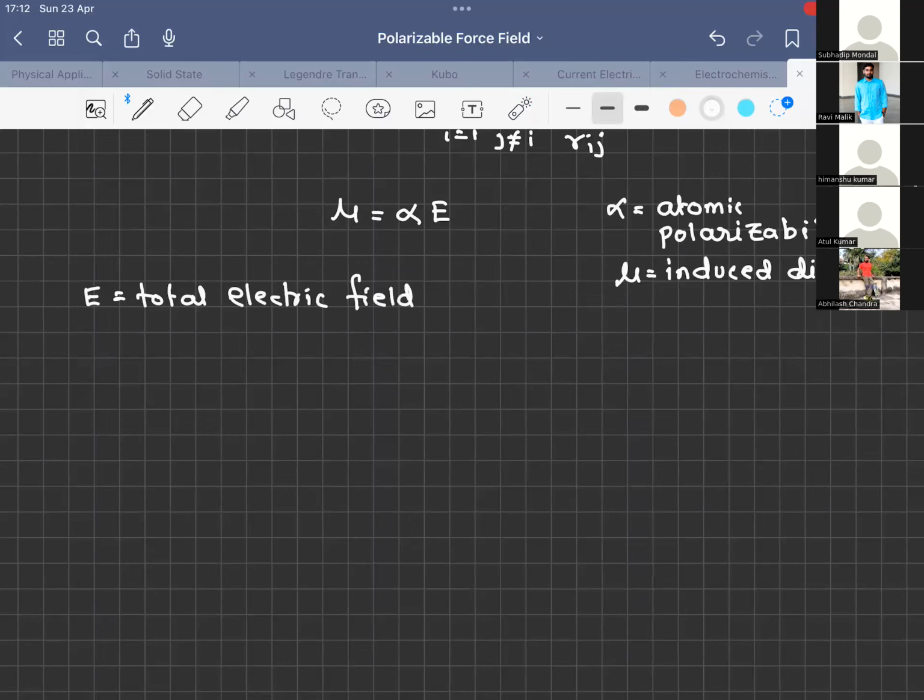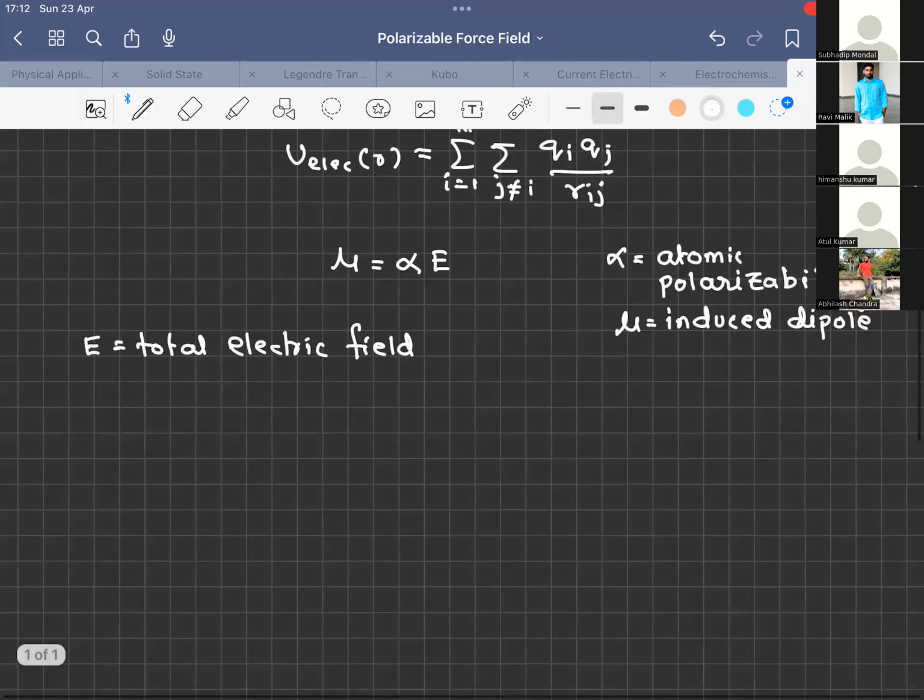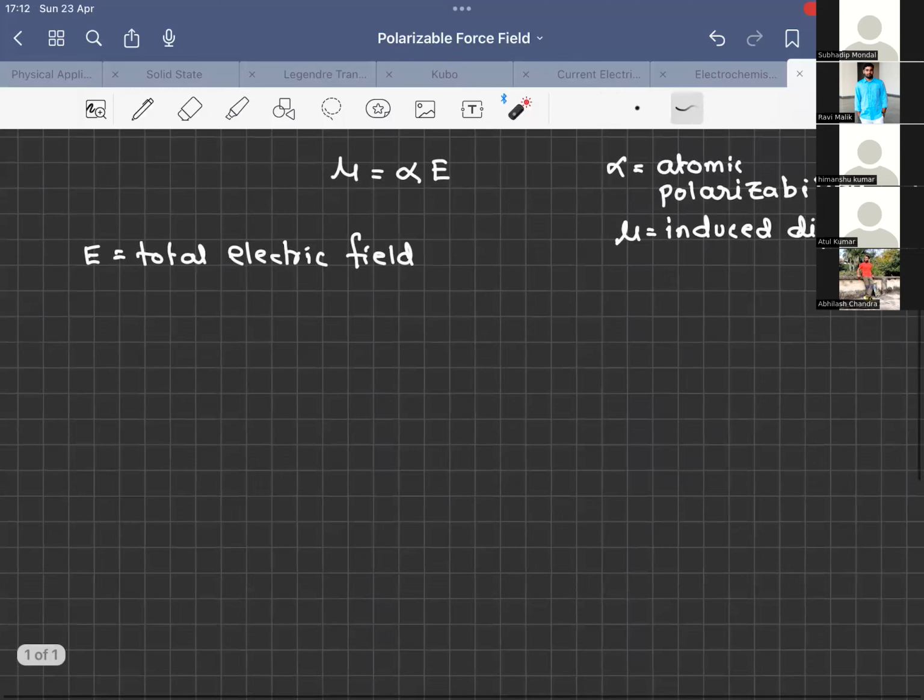Is your total electric field. So this total electric field is how you can consider it. That we'll discuss. So this is the need for a polarizable force field, because, like I repeat, when you need to treat intermolecular interaction in a variety of environments, then we need this type of polarizable force field.